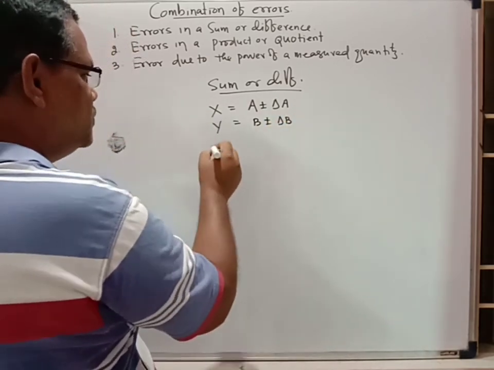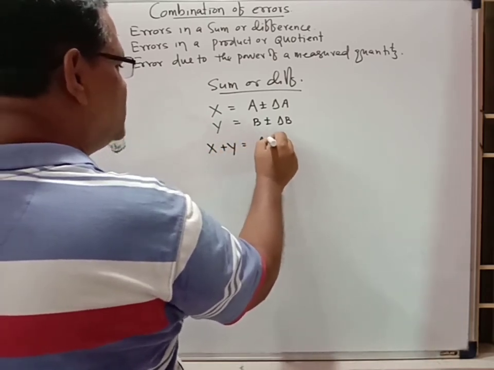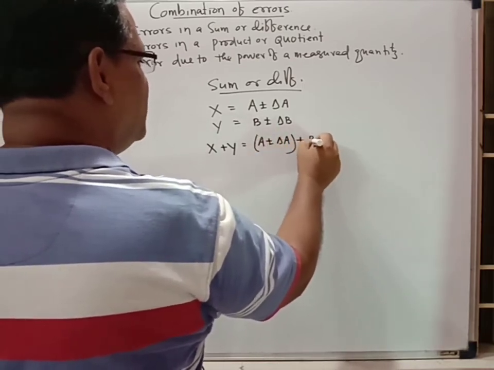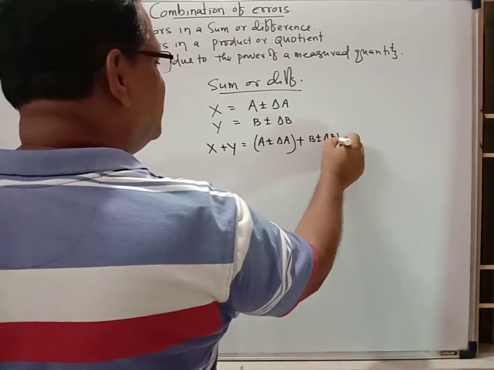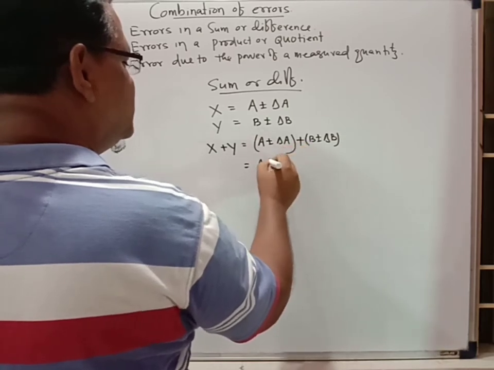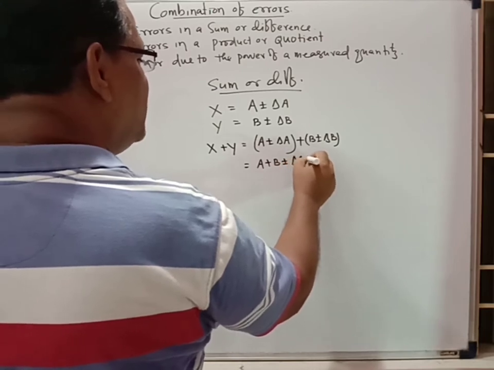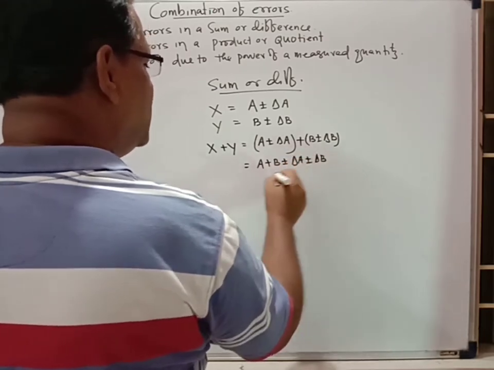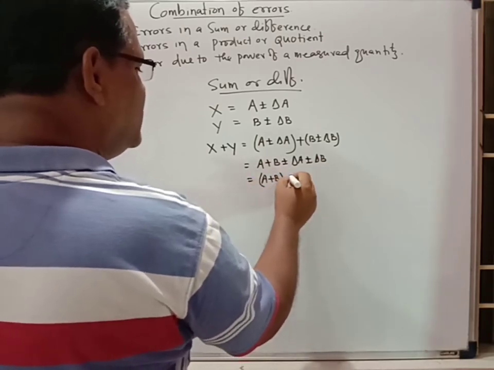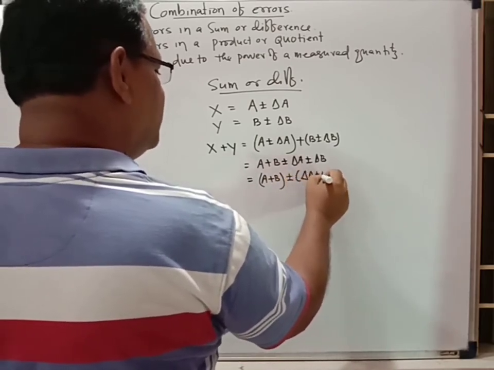If you add these two quantities, x plus y, what will be the value? That is a plus or minus delta a plus b plus or minus delta b. What you are getting here is a plus b plus or minus delta a plus or minus delta b. If you take a plus b in a bracket, and plus or minus is taken out, the remaining is delta a plus delta b.